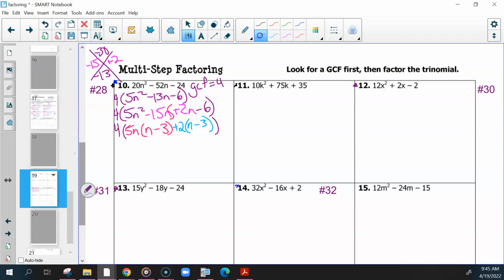So now when we write our factors, we would have 3 things. The 4 would be on the outside. It would just be left on the outside. And what would the other two factors be? 5n plus 2 and n minus 3.